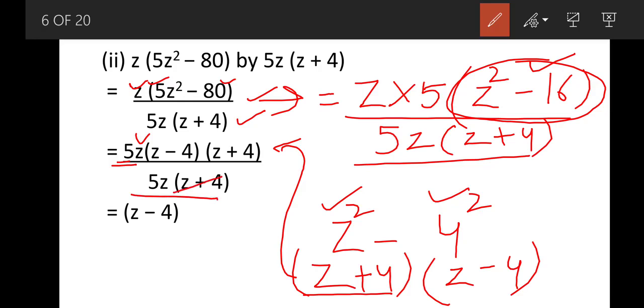Z plus 4 will get cancelled out with this z plus 4. 5z will get cancelled out with this 5z. And what will be the answer? Z minus 4. So I am explaining it again.